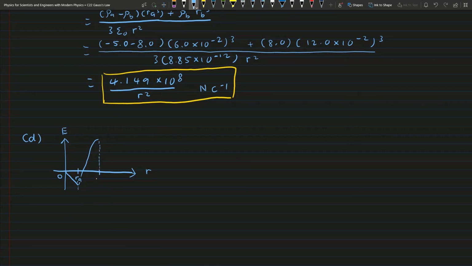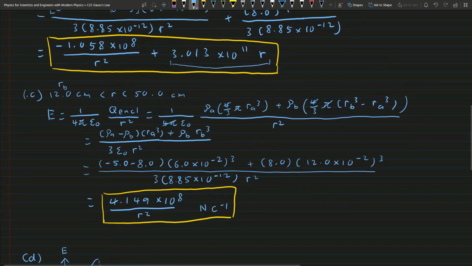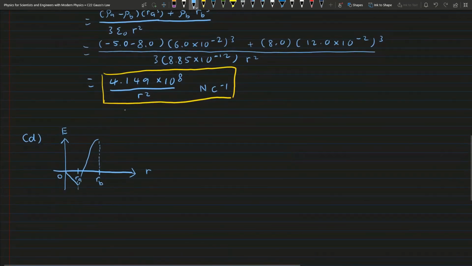This is RB, and finally the last one C. You can see this is just 1 over the relationship is just per r squared here. So this is the graph we expect to look something like this. So this is basically the answer for D.